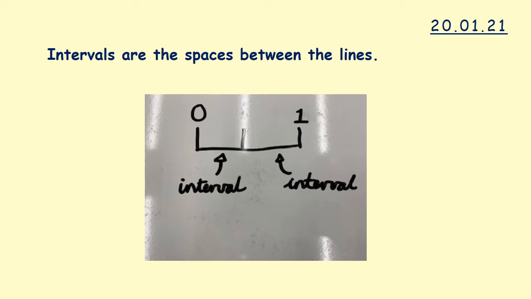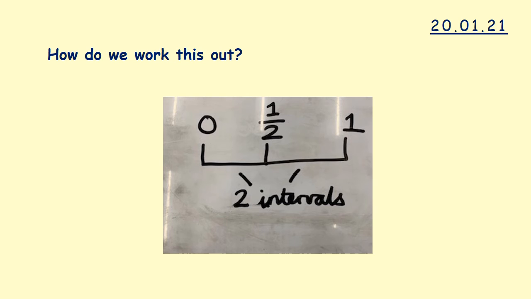Now let's start our lesson. Intervals are the spaces between the lines. On this line, if we count the intervals, there are 2. 2 becomes your denominator.